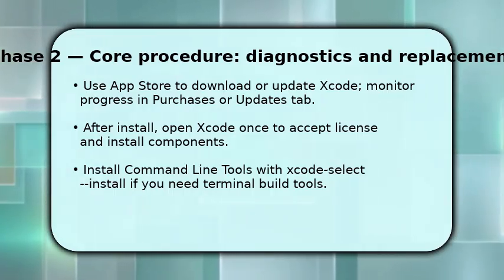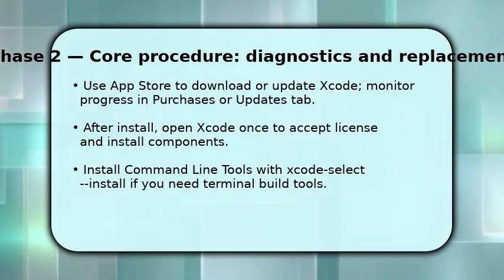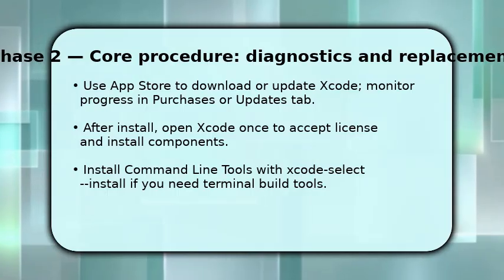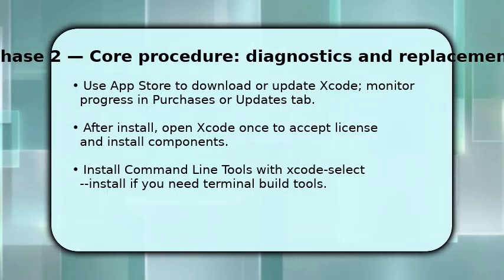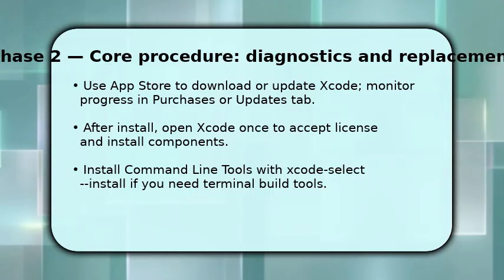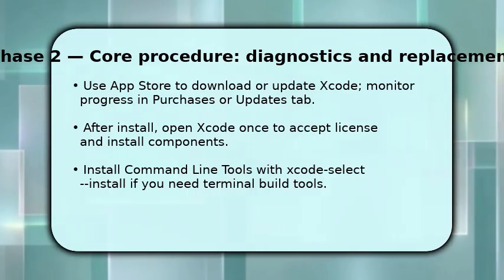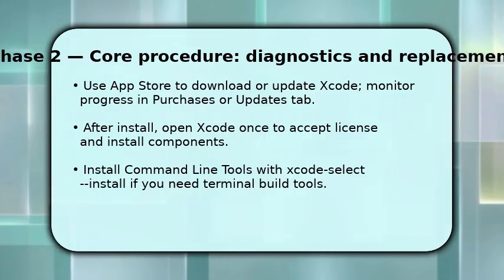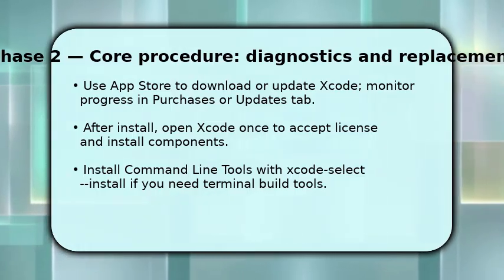Once installation finishes, open Xcode. You'll be prompted to accept the license and allow it to install additional components, so click through those prompts. Make sure to install command line tools by running xcode-select --install in Terminal if you need compilers or Git in the shell. These steps complete the middle setup and prepare projects to build.